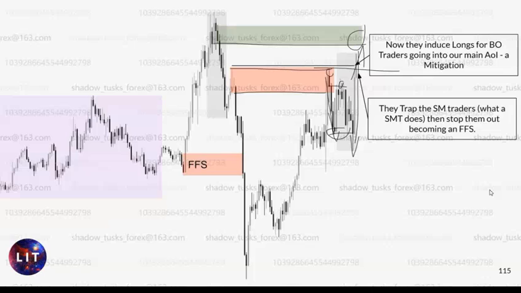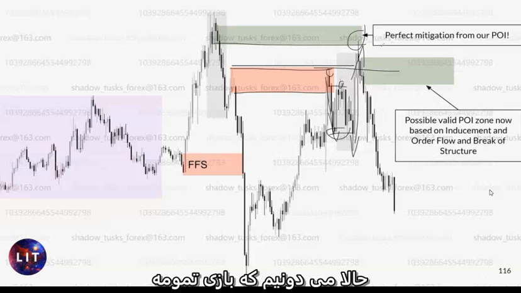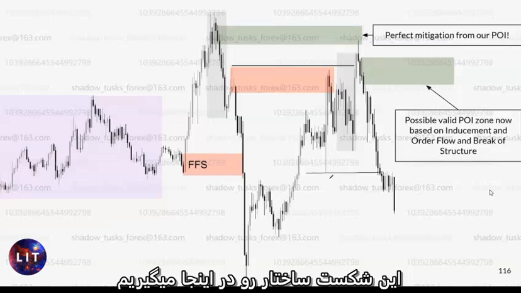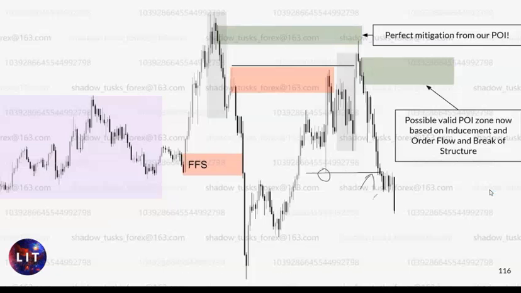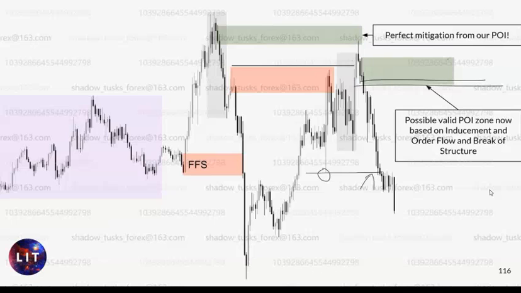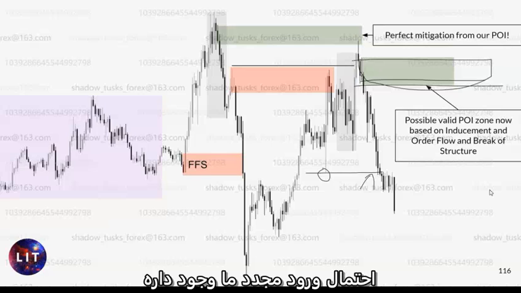mitigation area. They mitigate that one. Now we know the play is done. We can trade in line now, getting now this break of structure in here. So guess what happens? We take the mitigation zone in here. Right? So that's a possible zone we can re-enter, of course.